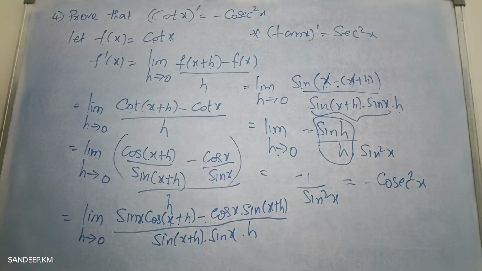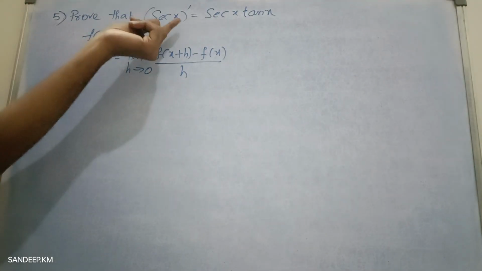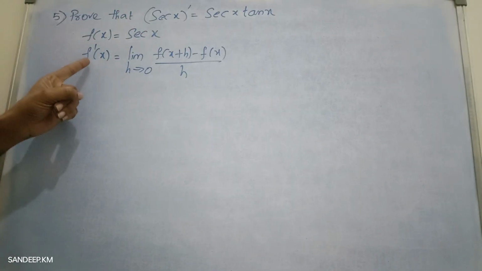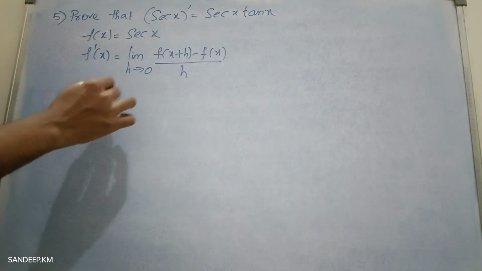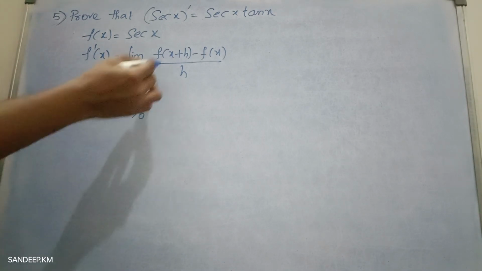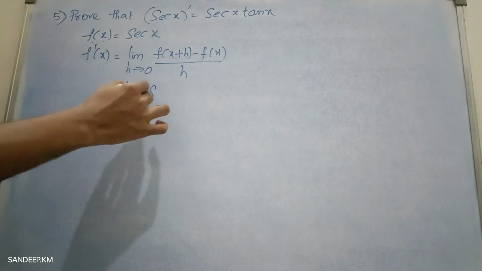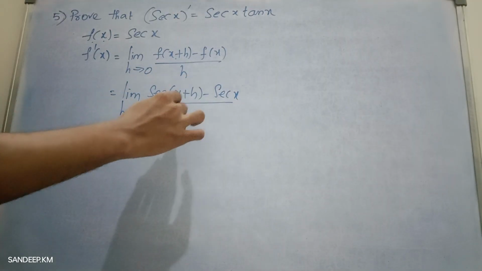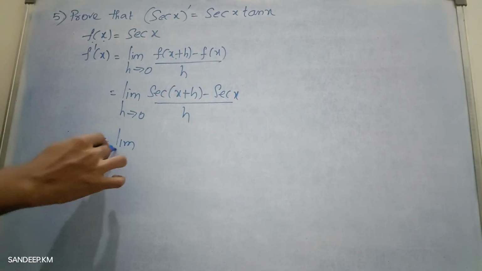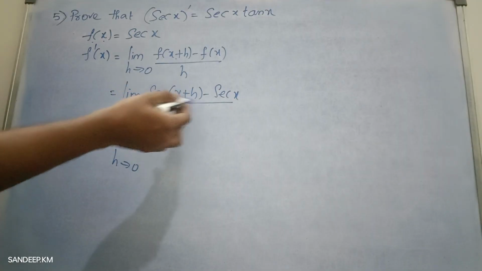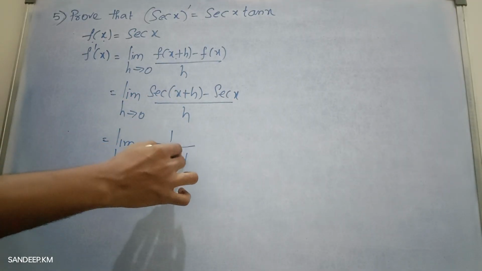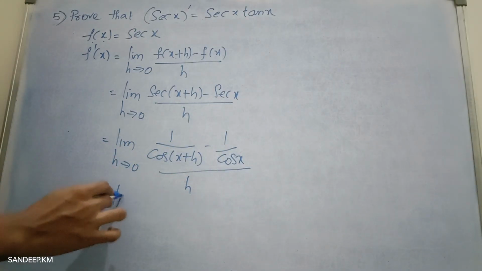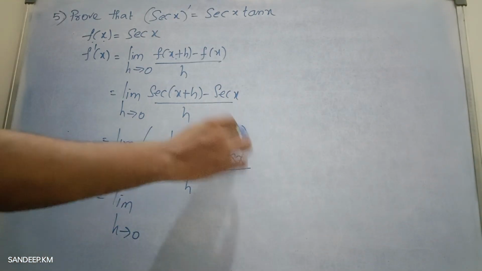You try cosecant x. So we are going to prove that secant x derivative is secant x into tan x, and I have taken f of x as secant x and f dash of x formula using first principle of derivative. So it is limit h approaches 0, f of x plus h, where f of x plus h is secant of x plus h, minus f of x is secant x, whole divided by h. So in the next step, let me write secant of x plus h as 1 by cos of x plus h, minus secant x as 1 by cos x, whole divided by h. And dear students, let us take common denominator in the numerator.